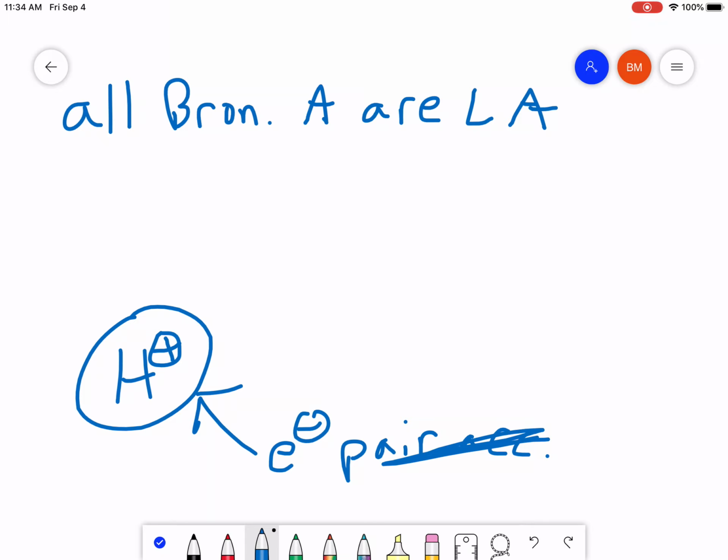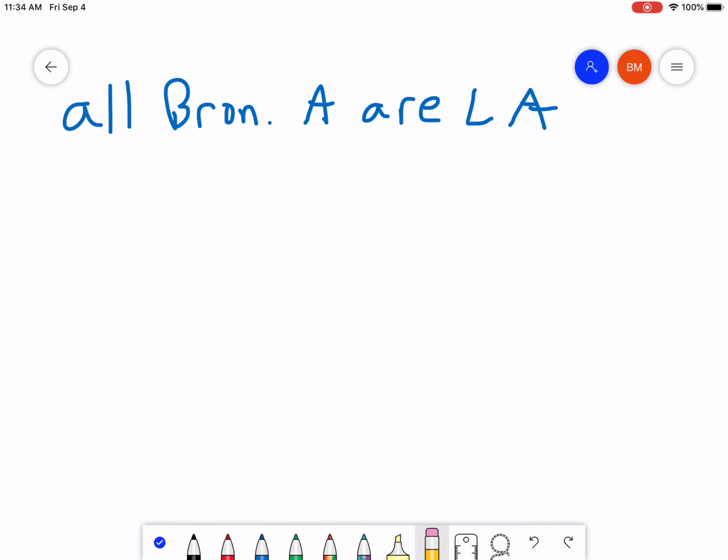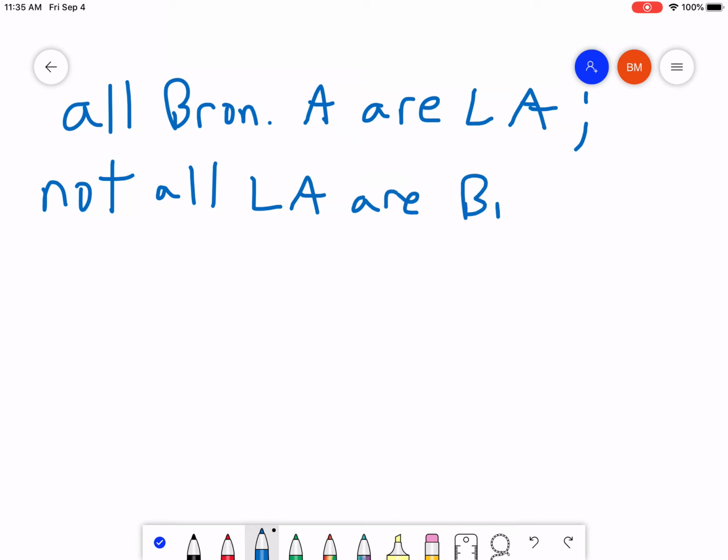Whoops. Didn't mean to scratch that out. I meant to erase it. There we go. However, the reverse is not necessarily true. Not all Lewis acids are Bronsted acids. In other words, you can have things other than H+ that can accept electron pairs.